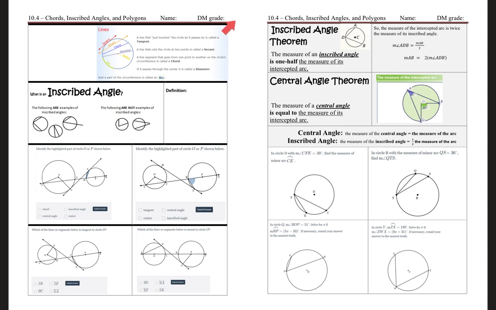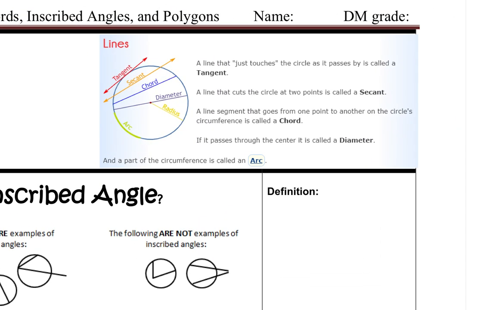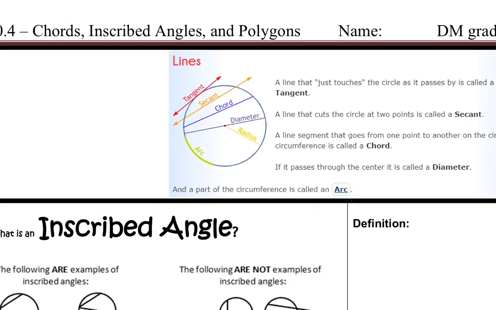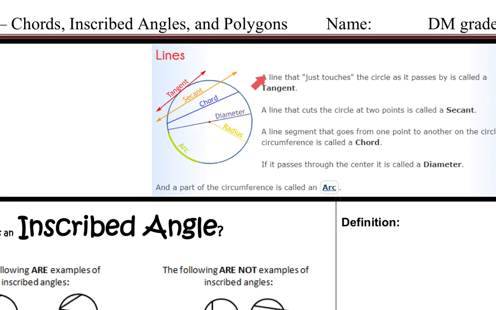Okay, welcome back, class. Now we are working on 10.4, which is chords, inscribed angles, and polygons. We're going to continue on with circles. We're going to talk about these types of angles, and then investigate the difference between the central angle and the inscribed angle. All right, so let's get right into it. First, let's start off with some definitions. So we talked about a couple of these, and now we're going to talk more in depth.